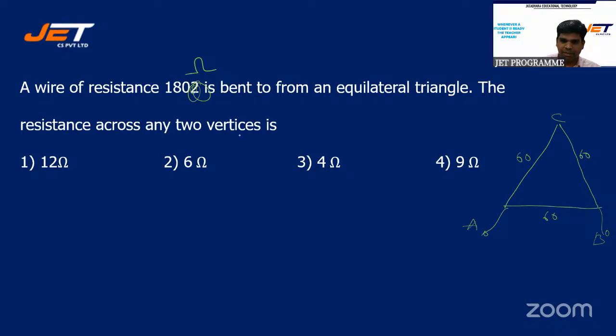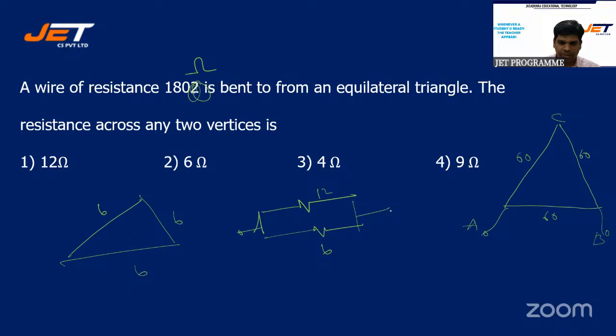All right, my bad. So it came out to be 6, 6, 6. So these two should be 12 in parallel with 6. So 12 and 6 parallel, students. 1 by R equivalent is equal to 1 by 6 plus 1 by 12, which is nothing but 3 by 12. So R equivalent is equal to 12 by 3, which is equal to 4 ohms. All right, I hope you have understood.